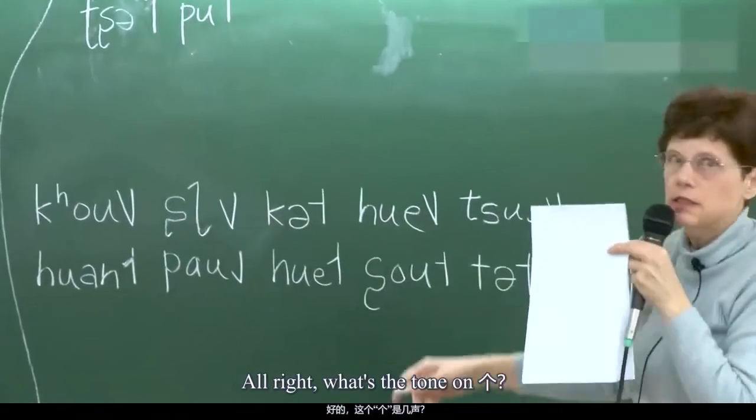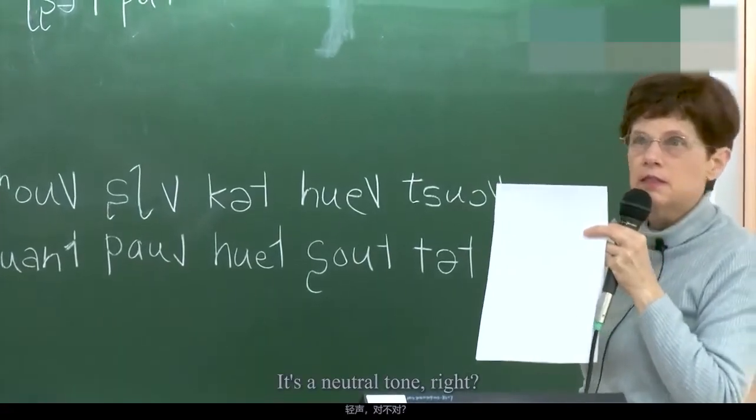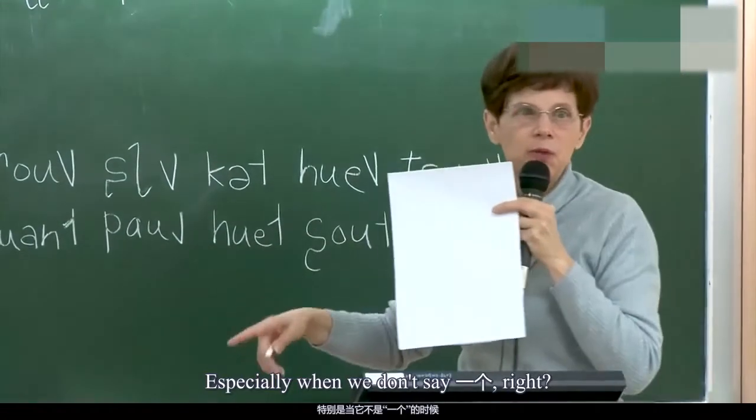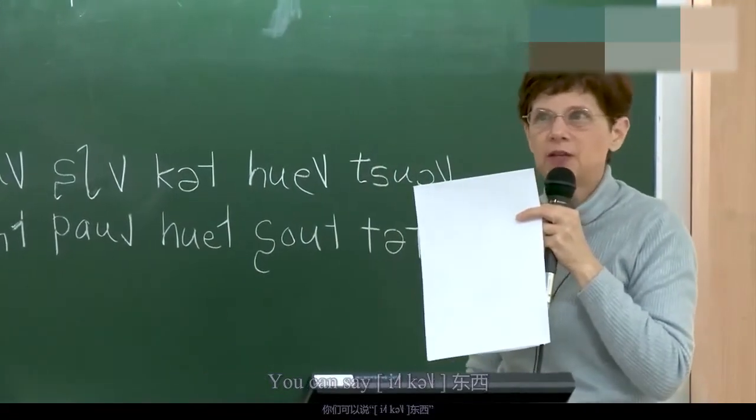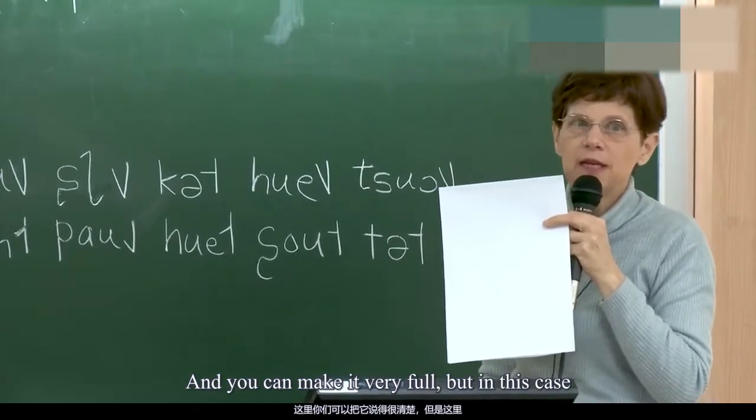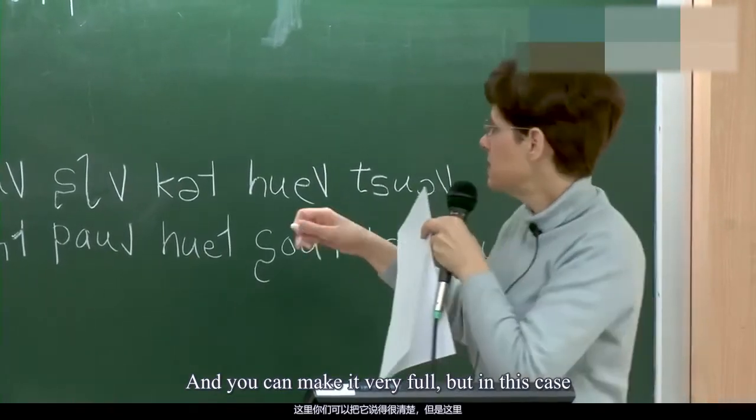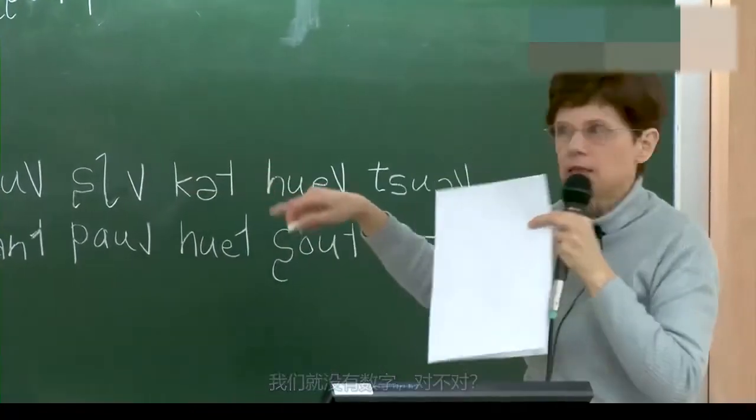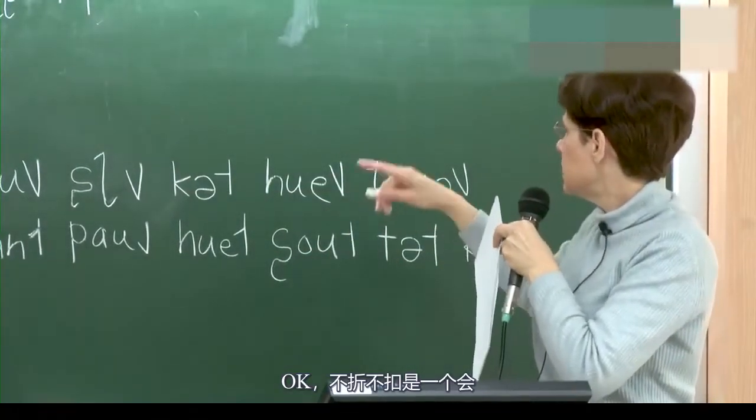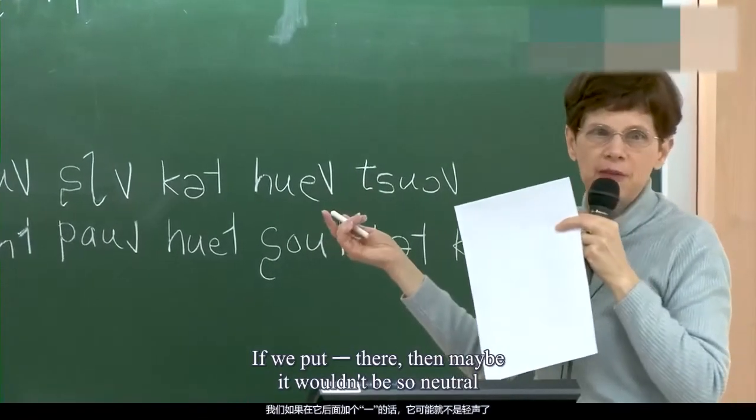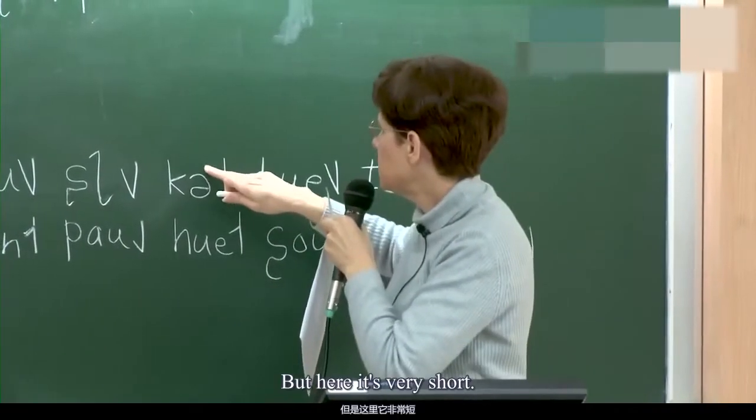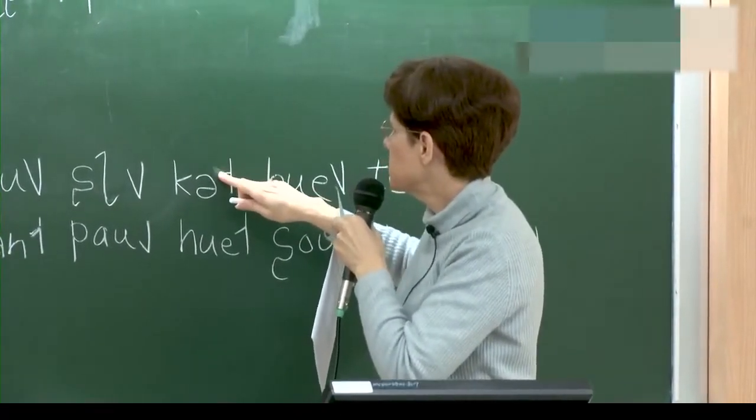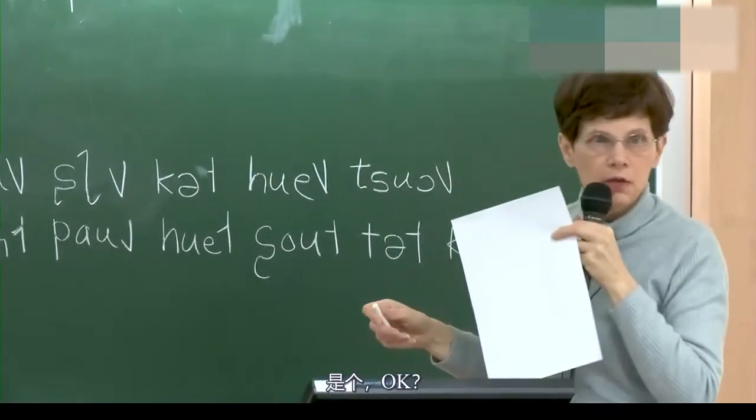All right, what's the tone on 个? It's a neutral tone, right? Especially when we don't say 一个, right? You can say 一个东西, and you can make it very full. But in this case, 我们就没有数字, 对不对? Okay, 不折不扣是一个会. If we put E there, then maybe it wouldn't be so neutral. But here it's very short. 是个. Okay?